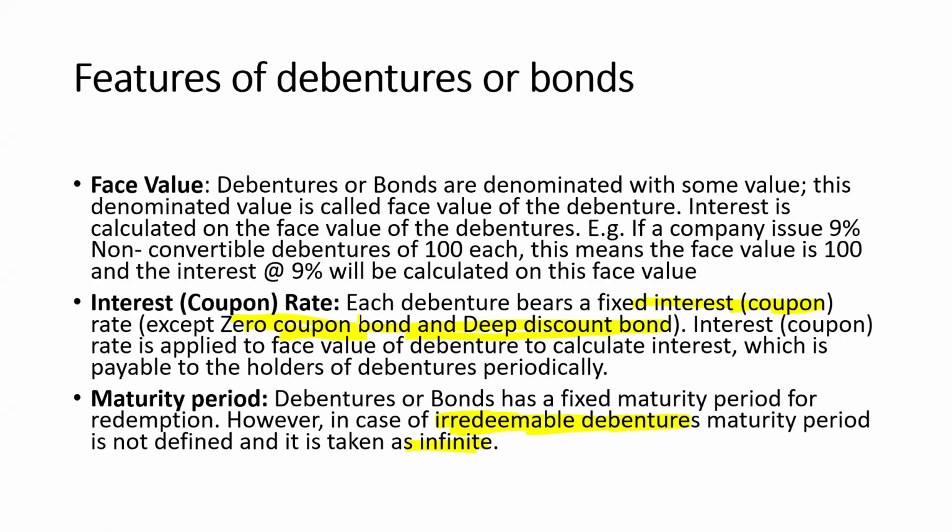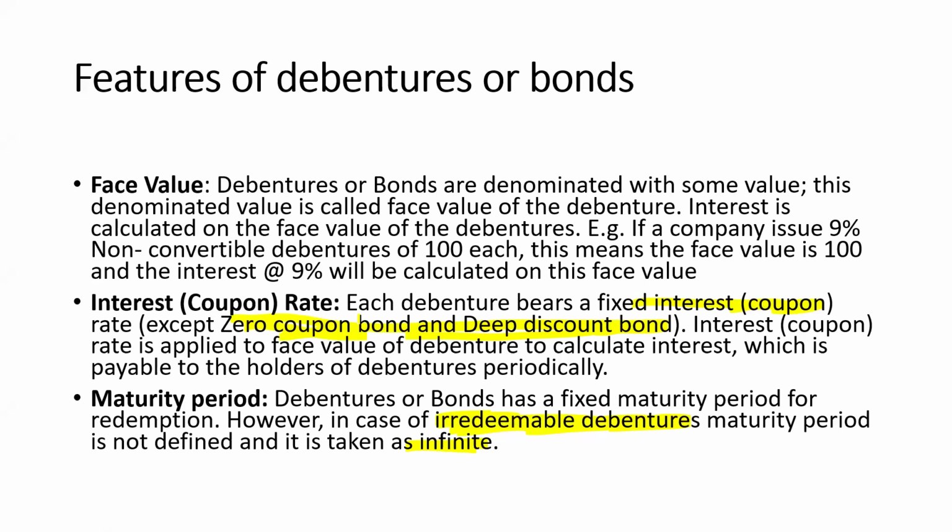Face value basically means debentures or bonds are denominated with some value. This denominated value is called the face value of the debenture. Interest is calculated on the face value of the debenture. For example, if a company issues 9% non-convertible debentures of 100 rupees each. Non-convertible debenture means they cannot be converted into equity in the future. Some debt instruments or debentures are convertible in nature. Convertible means sometime in the future, whenever there is a conversion time period, you can convert them into equity. Non-convertible means you cannot convert them into equity.